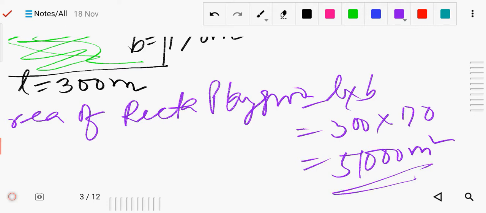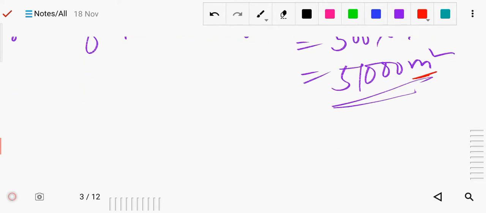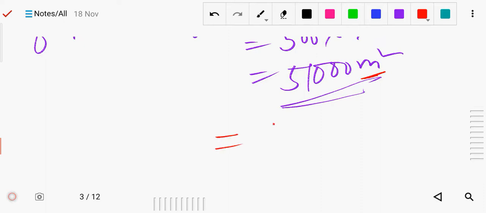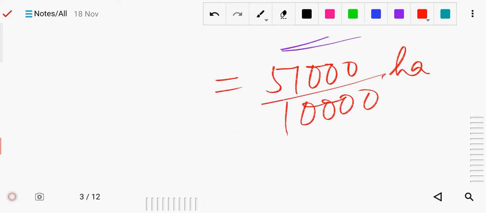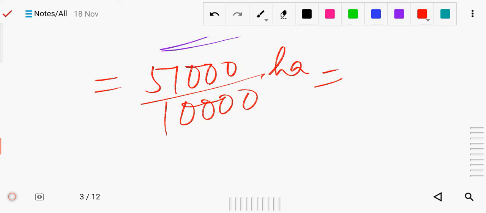But you have to see that in the question, the cost is given per hectare. You can check question number 10, the rate is given as rupees 80 per hectare, but our answer is in meter square. So first of all we will change it into hectare. For this we have to divide it by 10,000. So now this became hectare. You can solve this, and this will be 5.1 hectare.